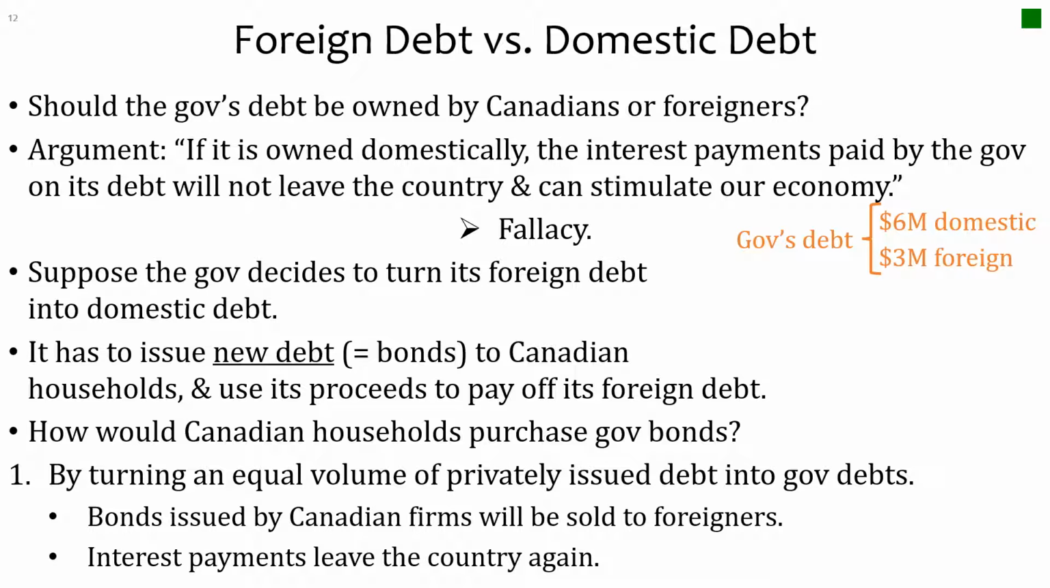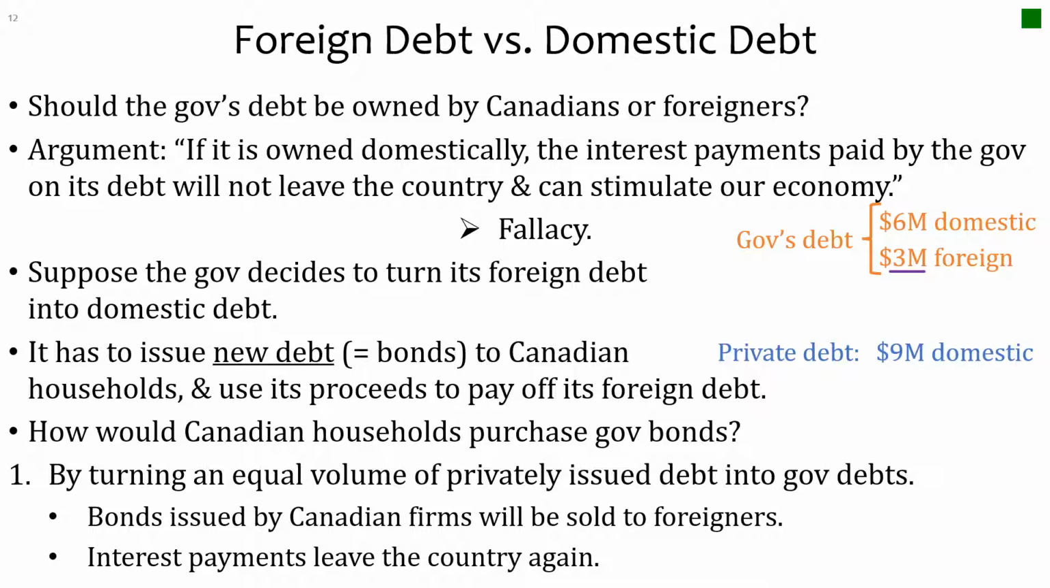Let's say the government has $9 million of debt. The $9 million of government debt is divided between two groups. $6 million is owned by Canadians, $3 million is owned by foreigners. We come in with this argument and say, hey, this $3 million that's owned by the foreigners, let's convert it to Canadians. So let's also say that the private debt is $9 million.